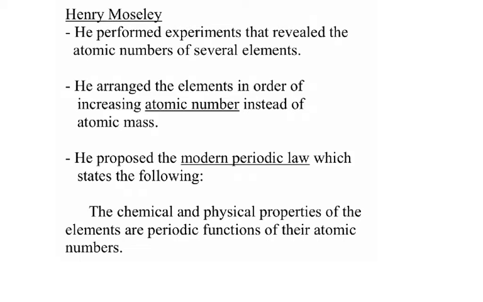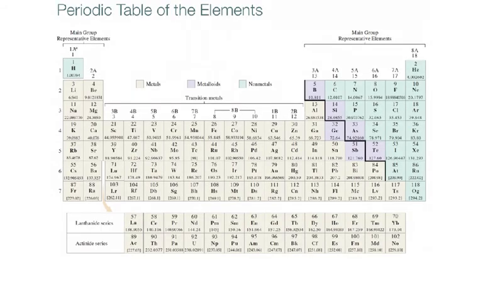The modern periodic law basically states that the chemical and physical properties of the elements are periodic functions of their atomic numbers. So today's periodic table, as you can see here, you'll notice the atomic number is the number right at the top over here, and the atomic mass is at the bottom. And you'll notice some discrepancies. I'm going to point two out over here.